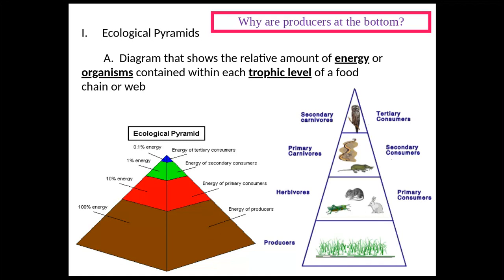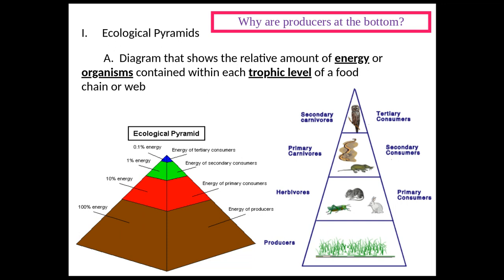Hi, everyone. Today we are going to talk about ecological pyramids and then later talk about the interactions between animals and the relationships they have. So, looking at this page, it shows an ecological pyramid, which is a diagram that shows the relative amount of energy or organisms contained within each trophic level of a food chain or a food web.